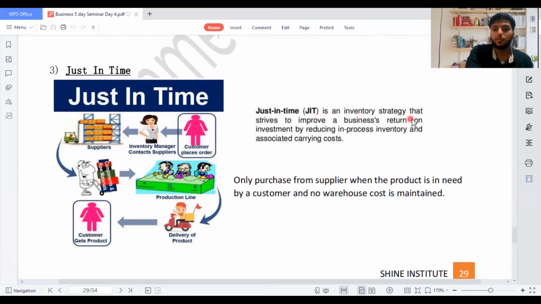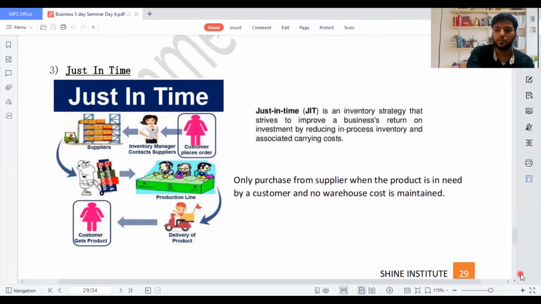Just in time is an inventory strategy that strives to improve a business's return on investment by reducing in-process inventory and associated carrying costs. You only purchase from the supplier when the product is needed by a customer, and no warehouse cost is maintained. You might see here, when he needs a product, he contacts the supplier. Supplier brings the product and they produce it. Customer has placed the order and they deliver the product and customer gets the product. That's how it works. And if they don't give the materials on time, everything will go wrong.